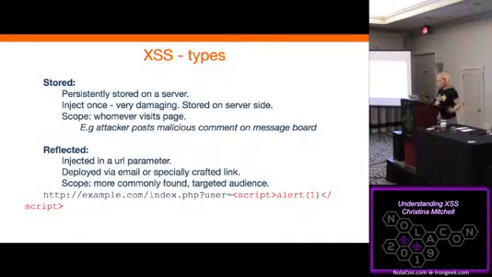Now you have reflected, which is non-persistent. It's injected in a URL parameter in the request. Let's say the application uses a parameter directly in the page during display, and it's included in the response body. The scope is more narrow, so it's deployed with a specially crafted link. Let's say you click on something through Twitter, it's there, and it's going to execute on the page. In the example, you've got your user param set to this payload here.